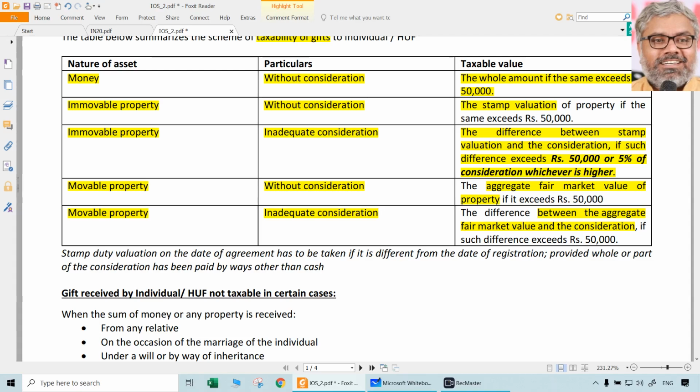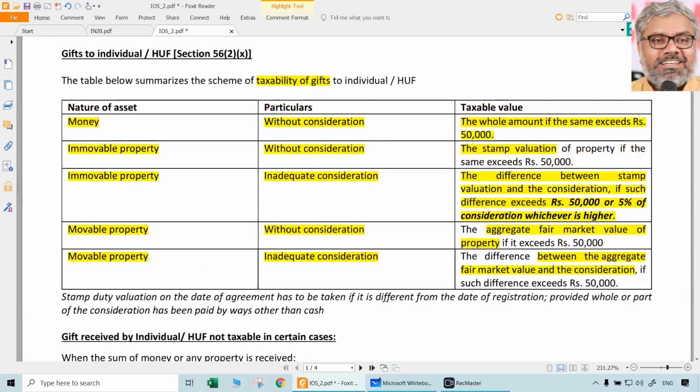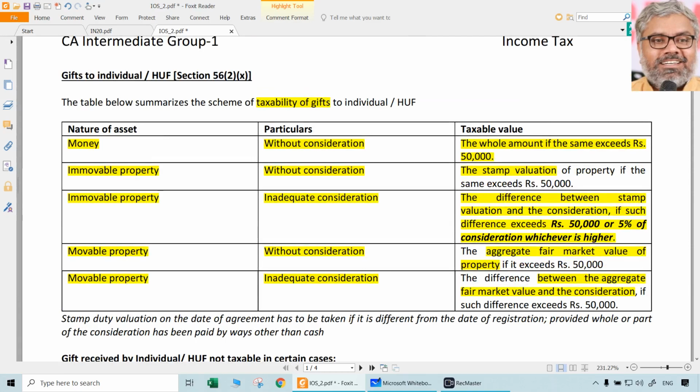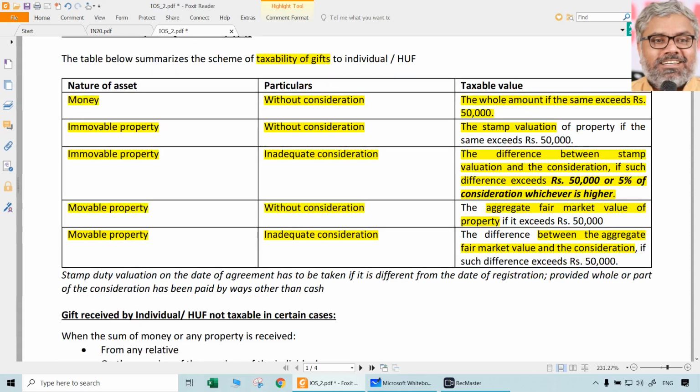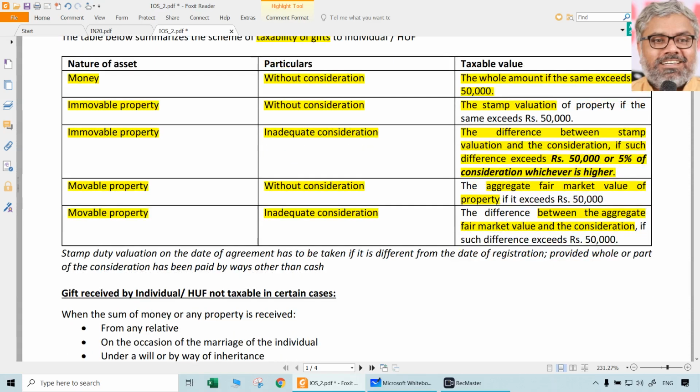For movable property, all that we need to check is the difference between the fair market value of that asset and the actual consideration. We can conveniently call that difference inadequacy. If that inadequacy is more than 50,000, then the entire amount of such inadequacy becomes taxable. Once again, in all these cases, this 50,000 is not useful for any calculation. It is only a condition checking mechanism, a threshold for taxability of gift, we can say. That's the summary of the gifts provision. We have to remember this entire provision carefully because problems will definitely be asked from it.